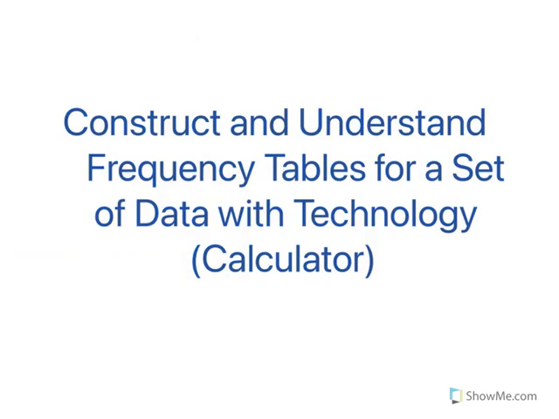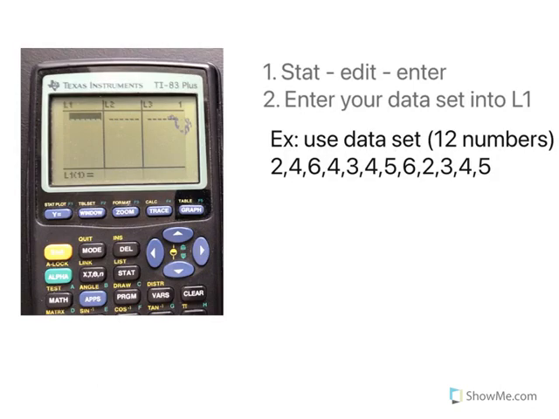We're going to construct and understand frequency tables for a set of data with technology using a calculator. Now bear with me a little bit on this one. First things first, we are dealing with a TI-83 or a TI-84. The functionality should be, and is, the same for both of these. Buttons would be the same, all of that.